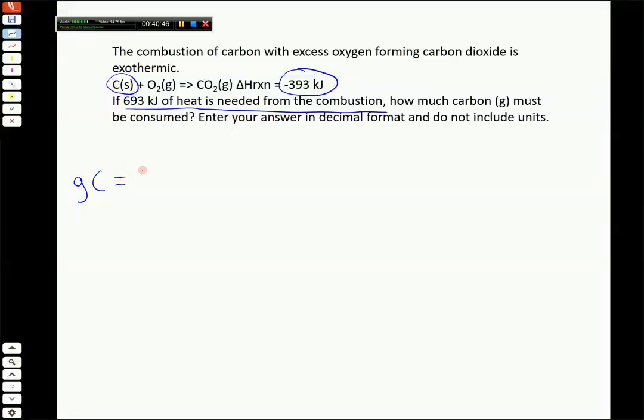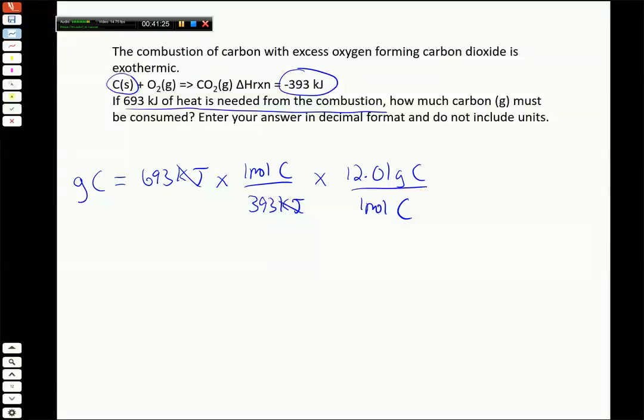So the grams of carbon is, we want 693 kilojoules of heat. Remember, in an exothermic reaction, we can think of heat as being a product in some sense. So we're trying to produce 693 kilojoules. And what we see from the balanced chemical equation is that 1 mole of carbon is going to release 393 kilojoules. So this first step allows us to determine how many moles of carbon we need to produce that 693 kilojoules. And then from there we can convert back into the mass by using the atomic mass of carbon, which is 12.01, straight off the periodic table.